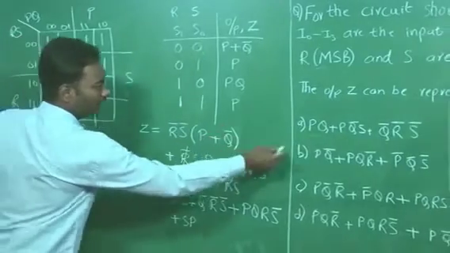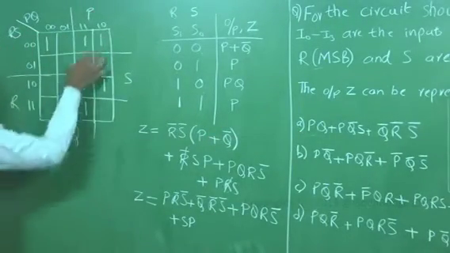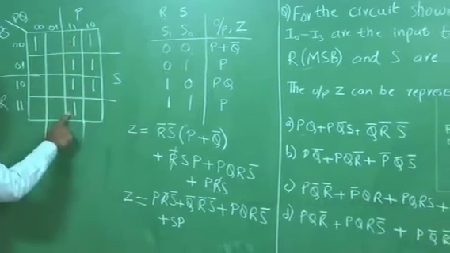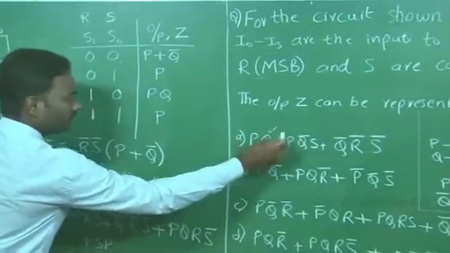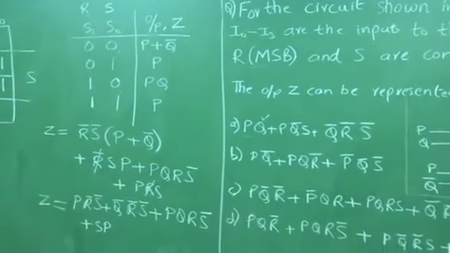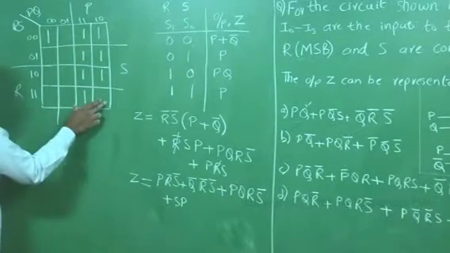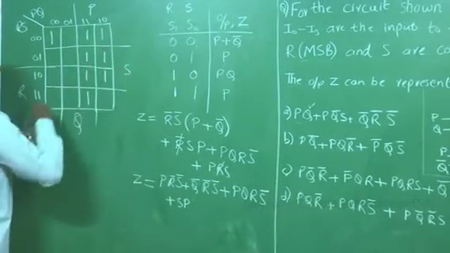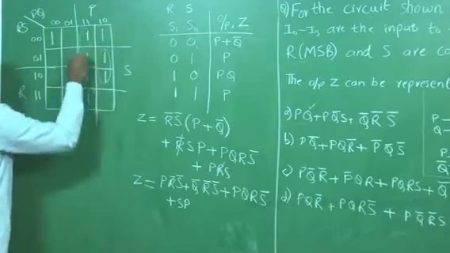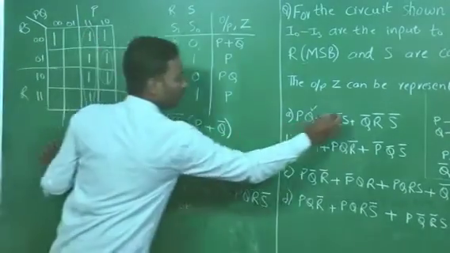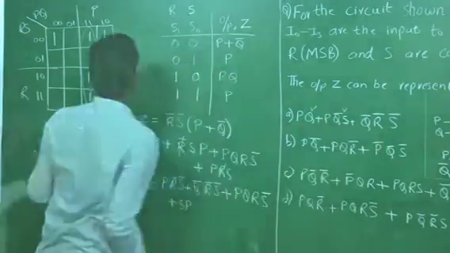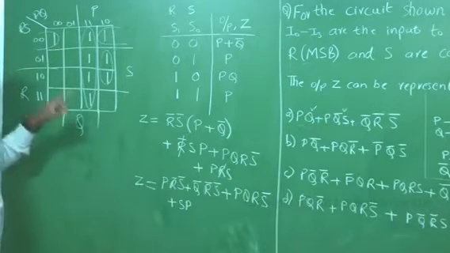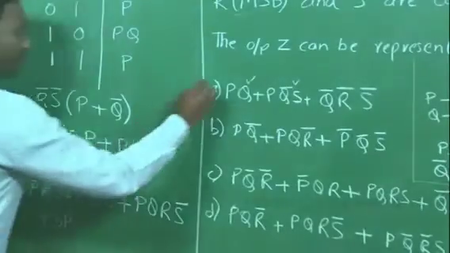Let us take option A. The first term is PQ. That is, this is the P region, and Q region is this 4 cells. We have 4 minterms in these cells, so this term is right. Next, PQ bar S. This is the P region. Q bar region is this region, and S region is this one. So these 2 cells are also covered. So this term is also right. Next one is Q bar R S bar. As we have seen before, Q bar R S bar is these 2 minterms. So in option A, all the minterms are covered. So option A would be the right answer.